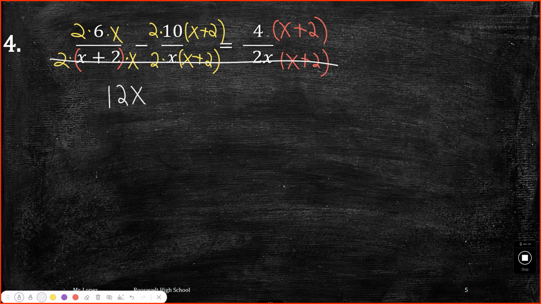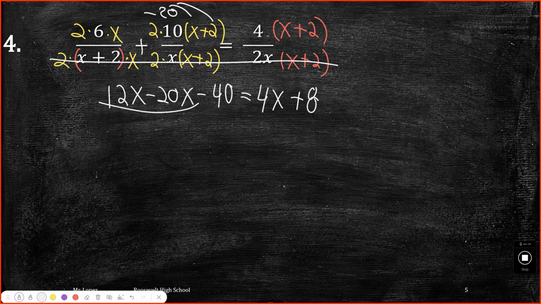12x. This is 2 times 10. 2 times 10 is 20. So we're going to do, let's put a plus and a negative. Distribute what? Negative 20x. Is that negative 40? Equals 4x plus 8. And now let's combine like terms here. This is going to be what? What is this right here? Negative 8x minus 40.